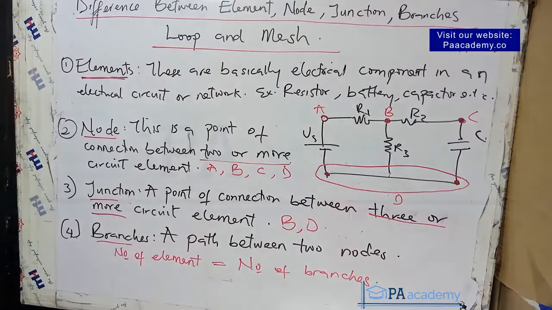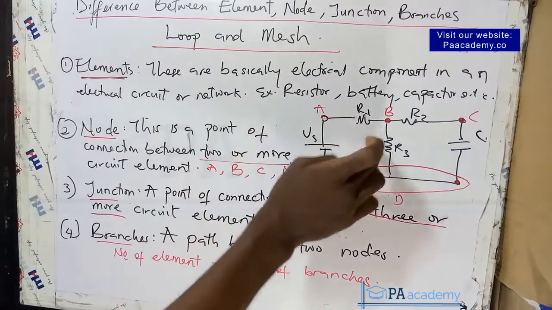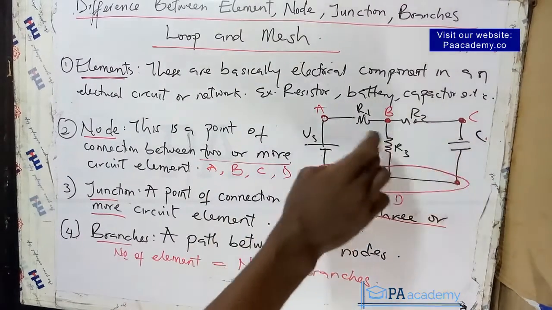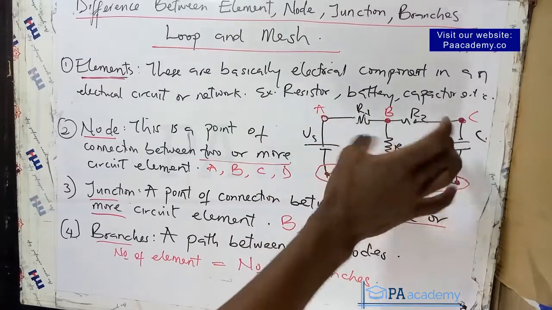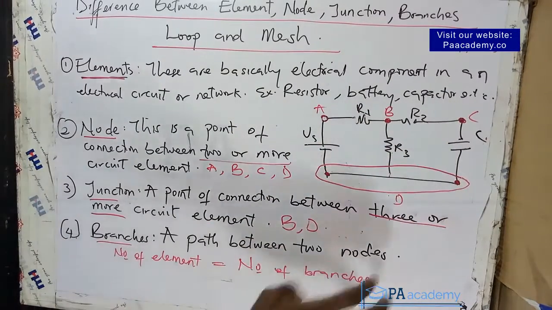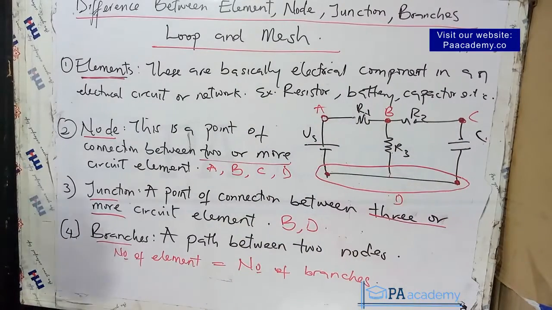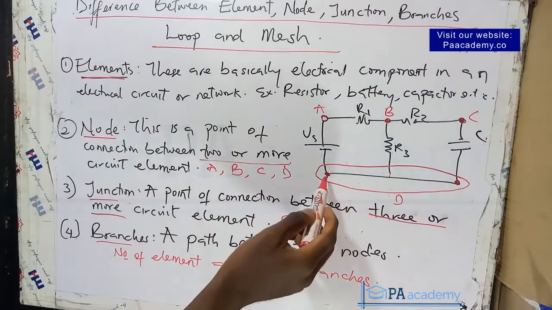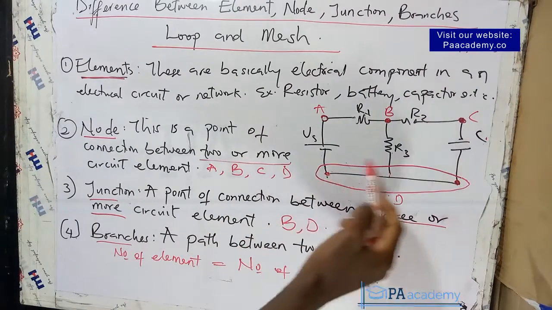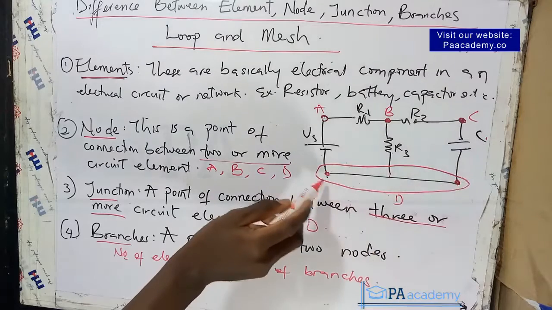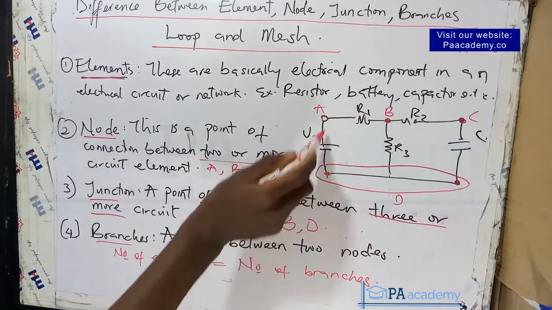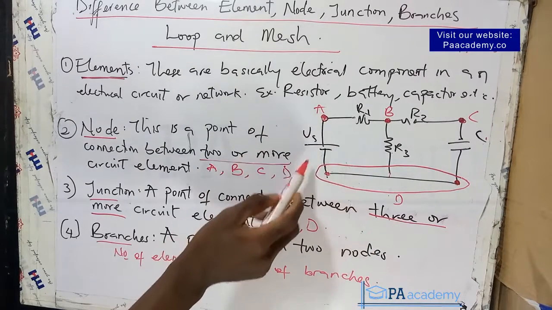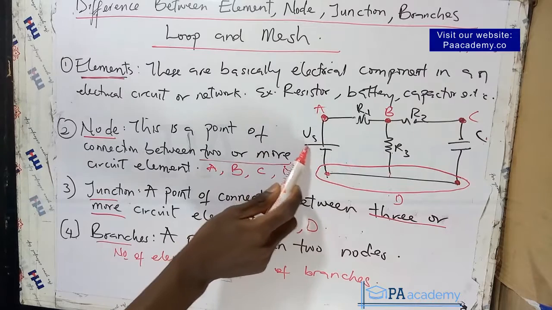These are elements 1, 2, 3, 4, 5. So we have 5 elements in this circuit. Now that means we are going to have 5 branches. And look at it, it says a path between two nodes. Remember, this entire one like this, we've picked it as one node. So between here and here, we have a branch because we have one element here.